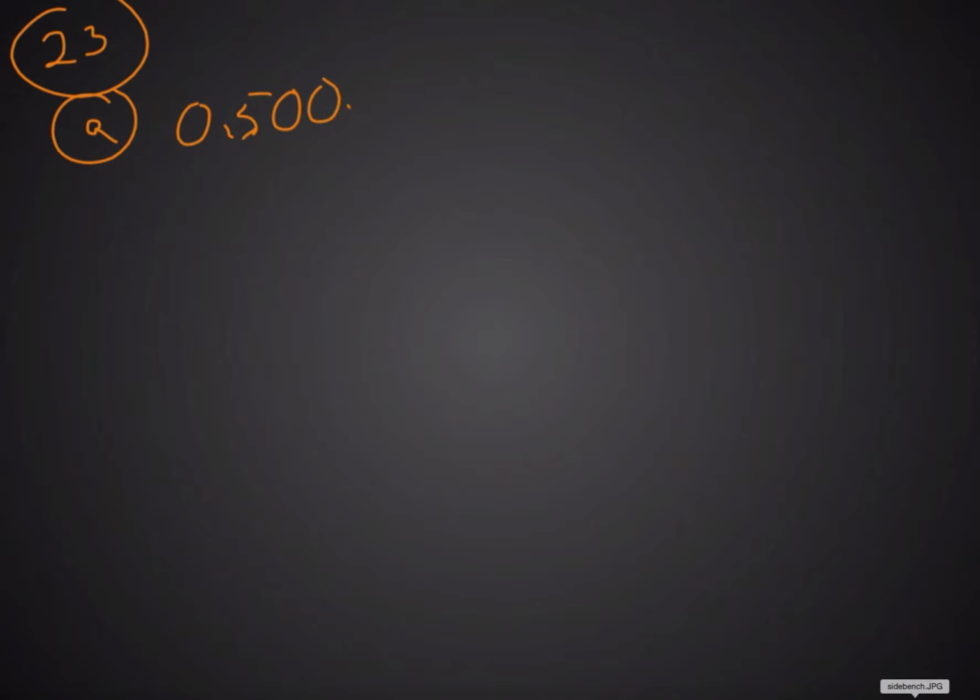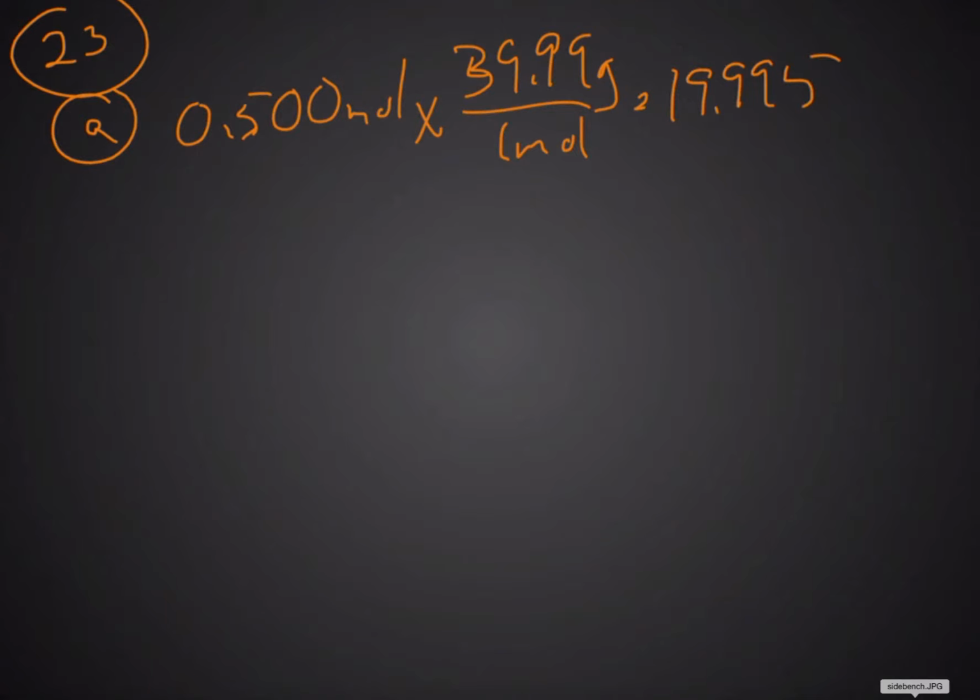So altogether we want 0.5 moles, and 1 mole of the compound has a mass of 39.99 grams, which means we need 19.995 grams. Rounding off, we would need 20 grams of the substance dissolved in 2 liters of liquid, or water rather, and that would give us the 0.25 molar.